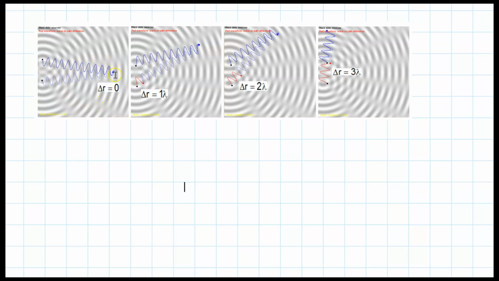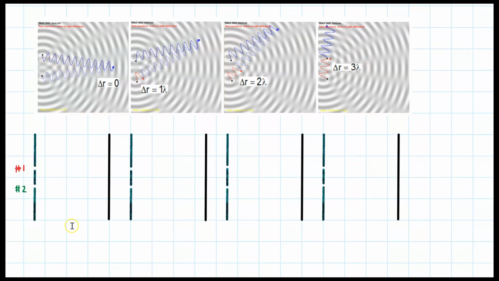If I go to the first bright spot or constructive interference region, the path difference is 0. If I go to the second constructive interference region or bright spot, the path difference between these two is 1 lambda. Then I get 2 lambdas. Then I get 3 lambdas. So what I have here is I've now set up 4 setups to look at wave number 1, wave number 2 that are traveling these distances.